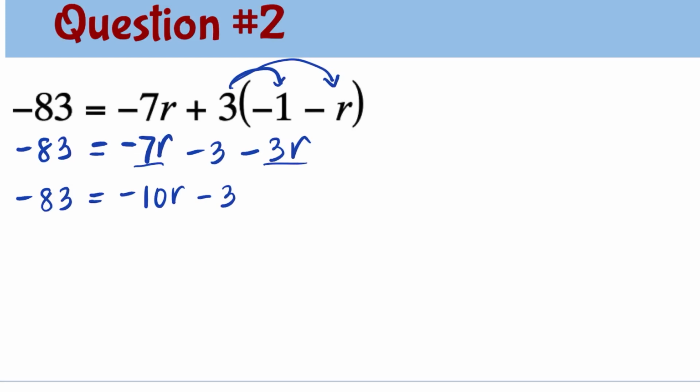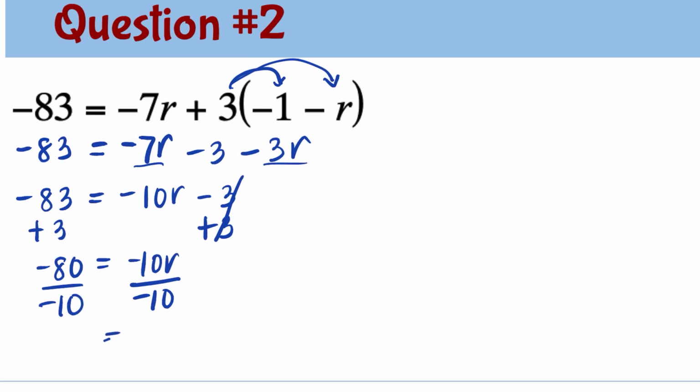So the first thing that we do is the inverse of negative 3, which is adding 3 to both sides. Adding 3 to both sides, we have negative 83 plus 3 is negative 80, negative 10r, and negative 3 plus 3 is 0. What's the last step? Dividing, right? We can divide both sides by negative 10. Negative 80 divided by negative 10 is positive 8. Negative 10 divided by negative 10 is positive 1. So we have 1r. So the r value here is 8.